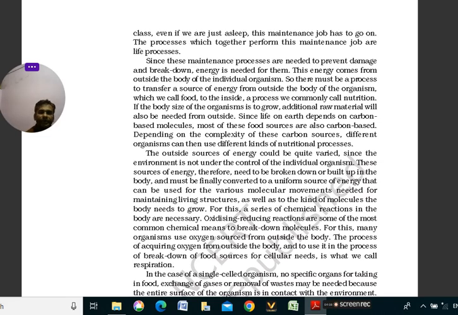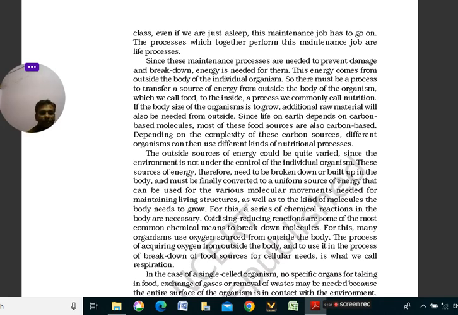Autotrophic: in this mode of nutrition, organisms prepare their own food from simple inorganic substances like carbon dioxide, water and mineral salts in the presence of sunlight. Green plants and some bacteria are autotrophs.